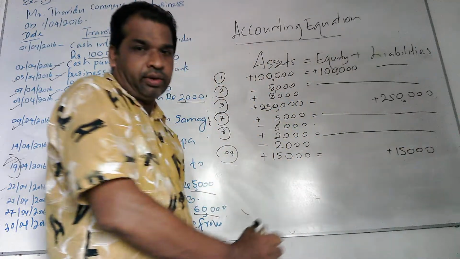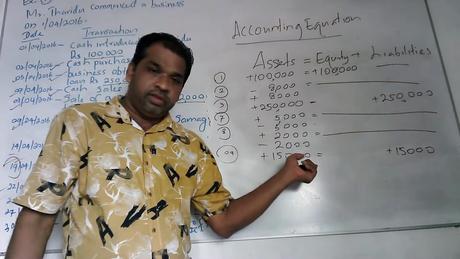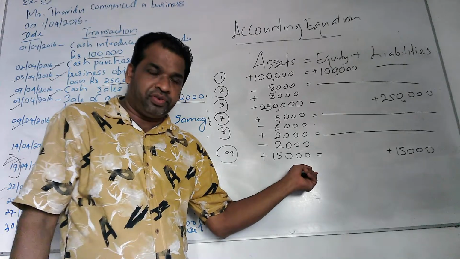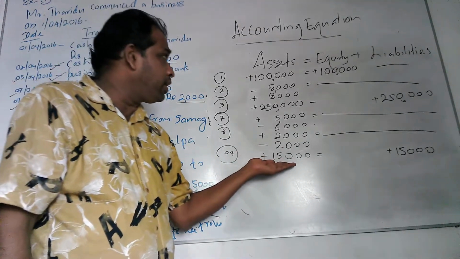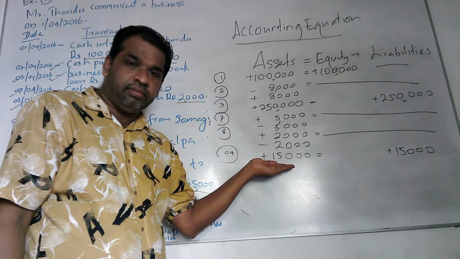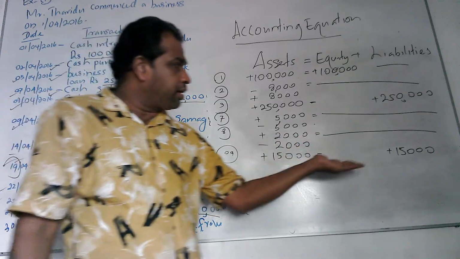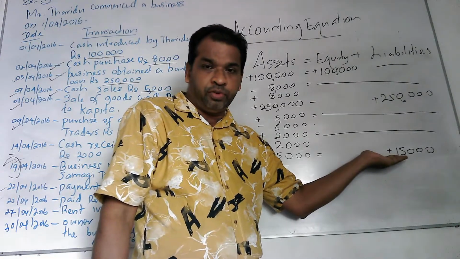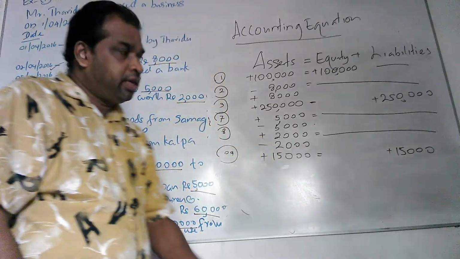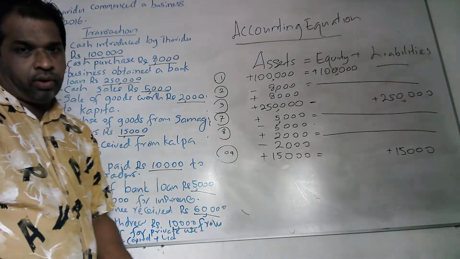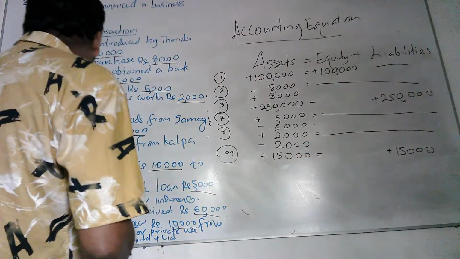Because you don't pay money to the supplier at the time of receiving goods, you will increase your asset by 15,000 because you got inventory or goods. Equally, you will increase your liability by another 15,000 because you don't pay money to the supplier. Therefore, you create another liability called trade payables. Right.